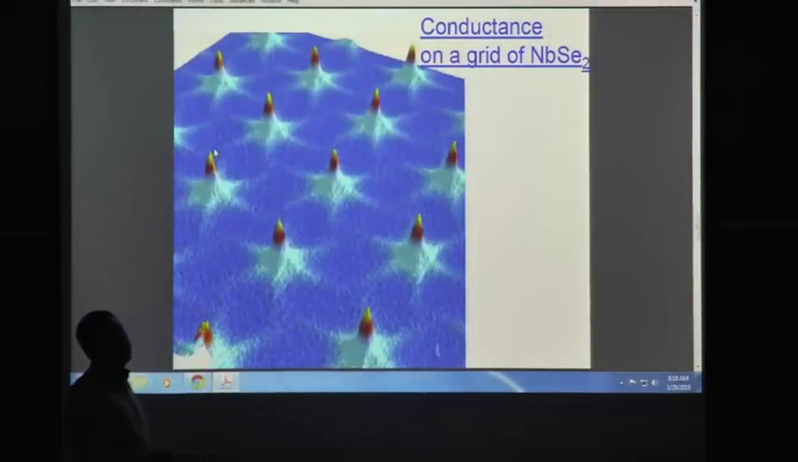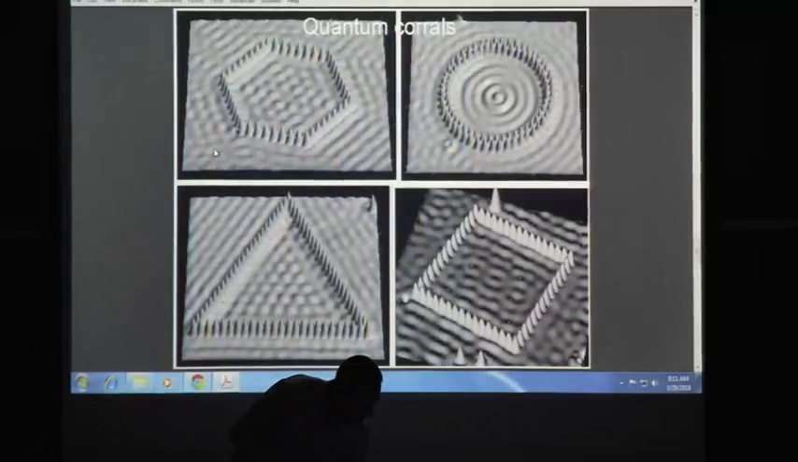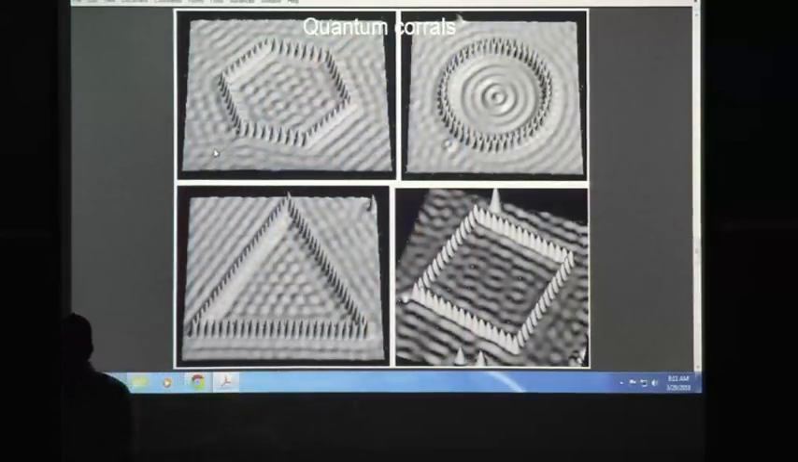Not only can you find atoms and the structure, you could also find properties. Anything that's related to the electrons can be imaged with an STM. Here you are making a map of the conductance, conductance meaning the ability to conduct, on a grid of niobium selenide. So these peaks show regions where the conductance is higher. And this is the famous pattern that I alluded to in the previous lecture. These patterns were called quantum corals.